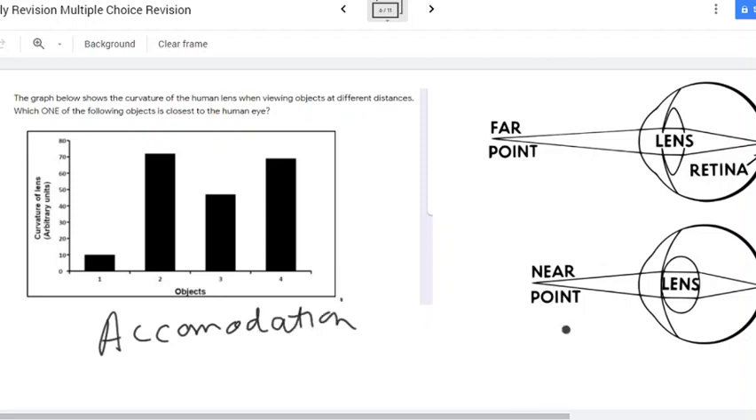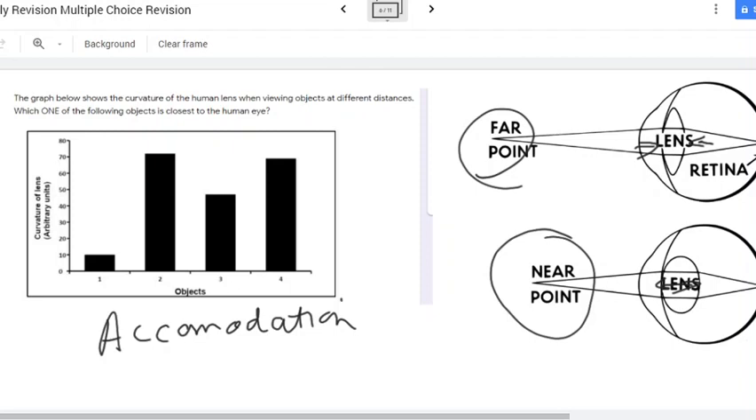So the closer an object is, and if it's less than 6 meters away from you, what happens is the lens will become more convex. And when something moves more than 6 meters away or further away from you, the lens will become less convex or thinner. And you have to know that whole procedure. Please, that little rhyme. You have to know why and what makes the lens go thinner or thicker.